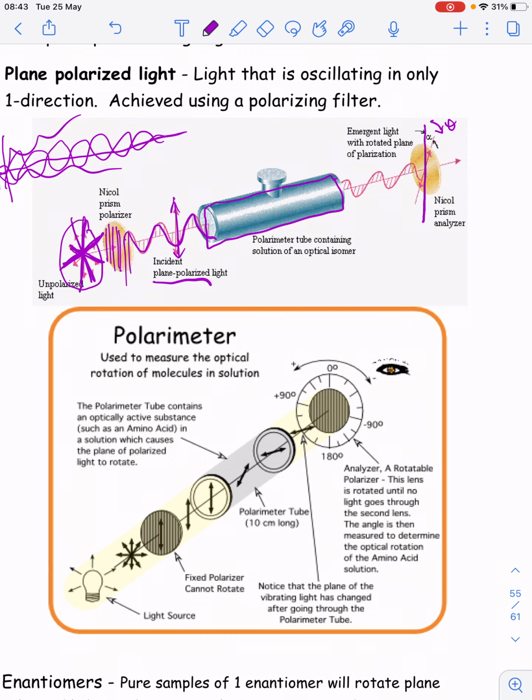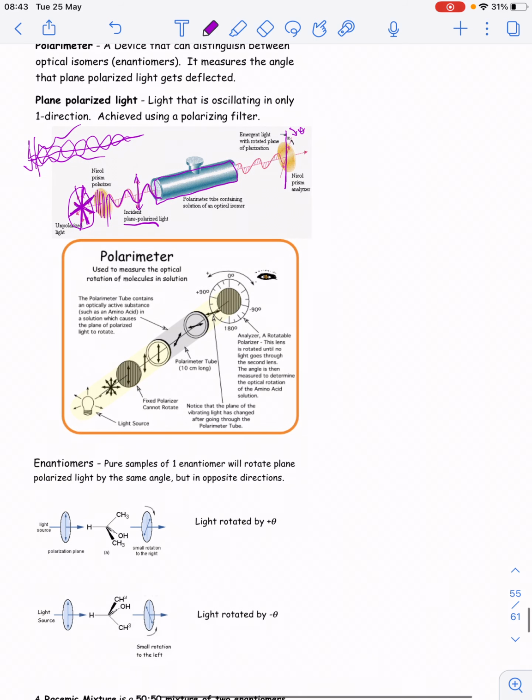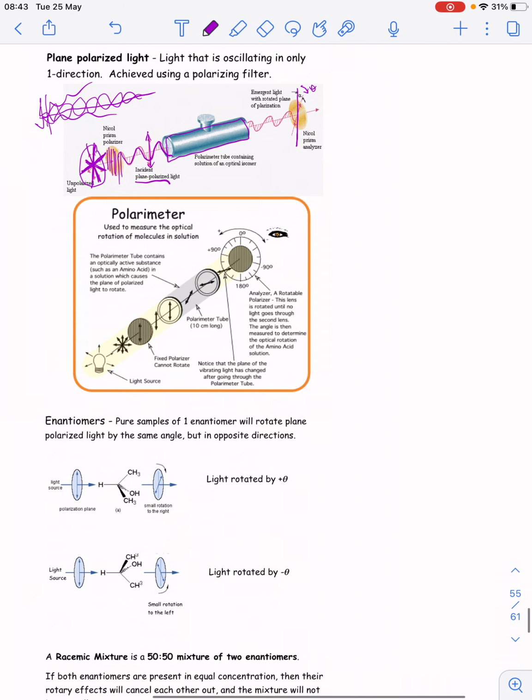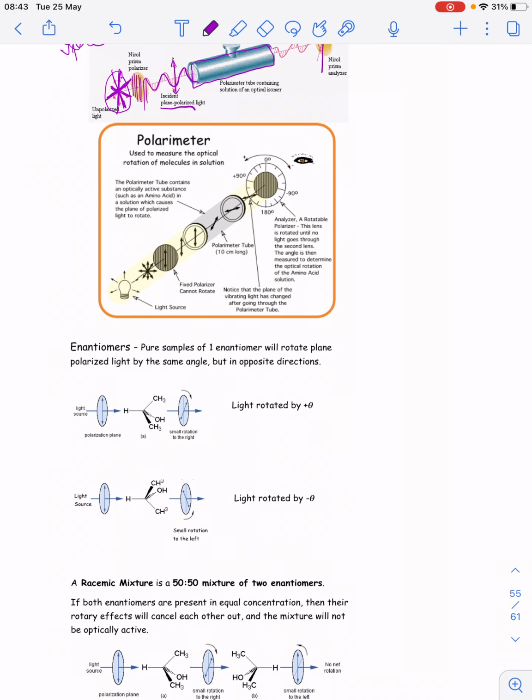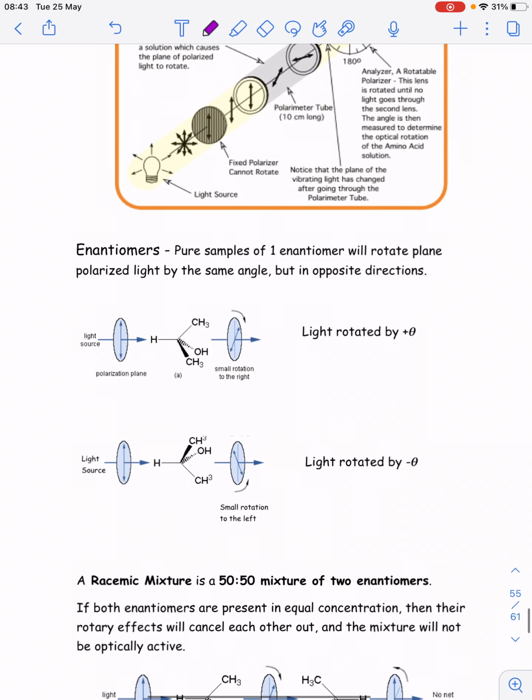So enantiomers, single enantiomers will rotate light by some angle off of the plane that it comes in on. And the two different enantiomers rotate the light by exactly the same amount, but in opposite directions. So if one enantiomer rotates it to the right by a certain angle, then the other one rotates it to the left by that same angle.